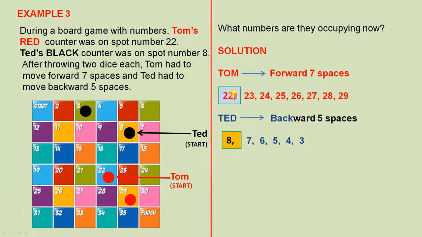Now up here what we've done, he started off at 22, see? So we go 1, 2, 3, 4, 5, 6, 7. So he finishes up on number 29. So he has moved forward 7 spaces.